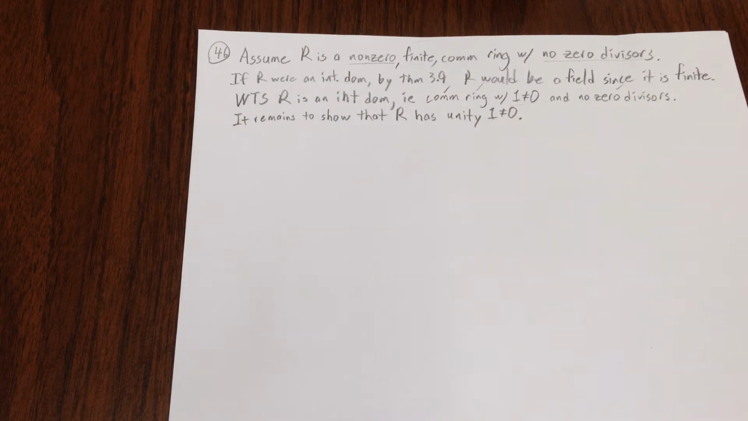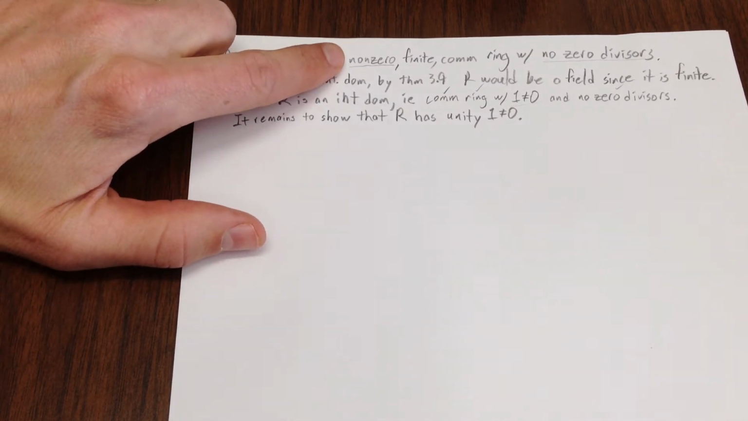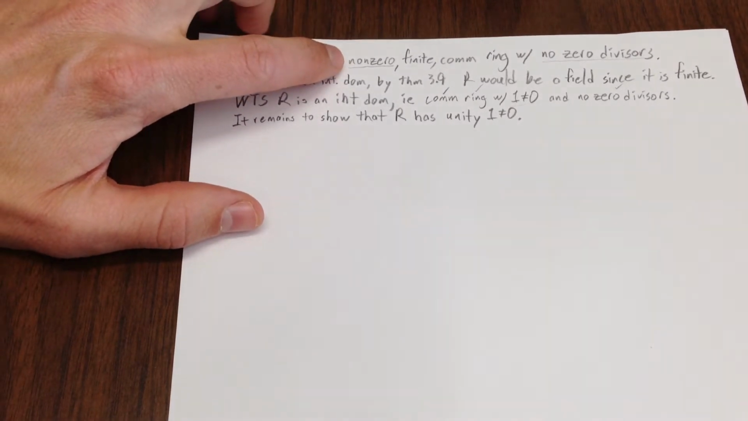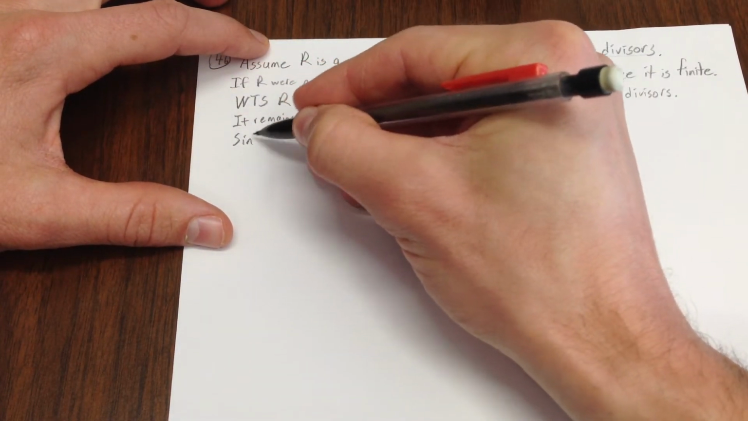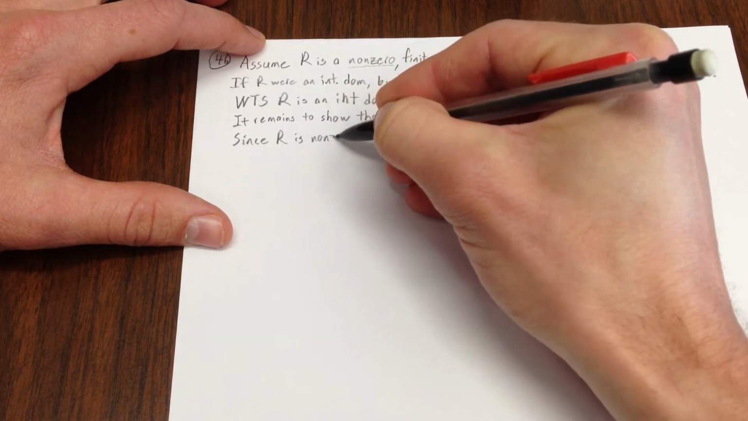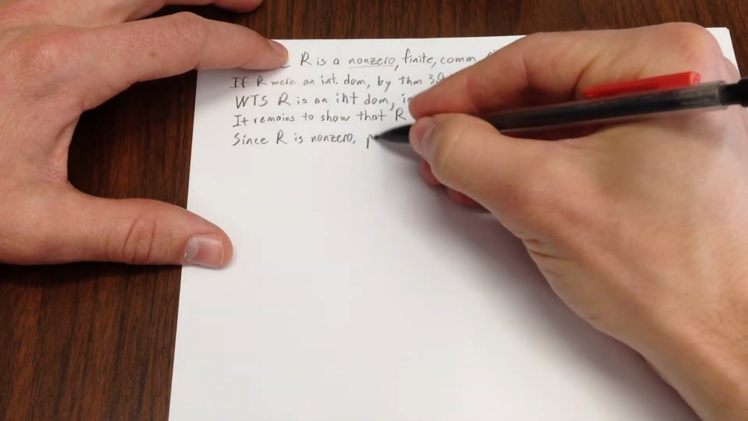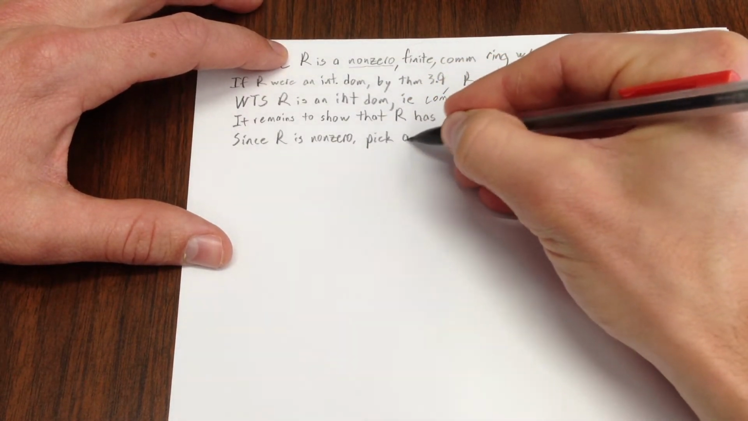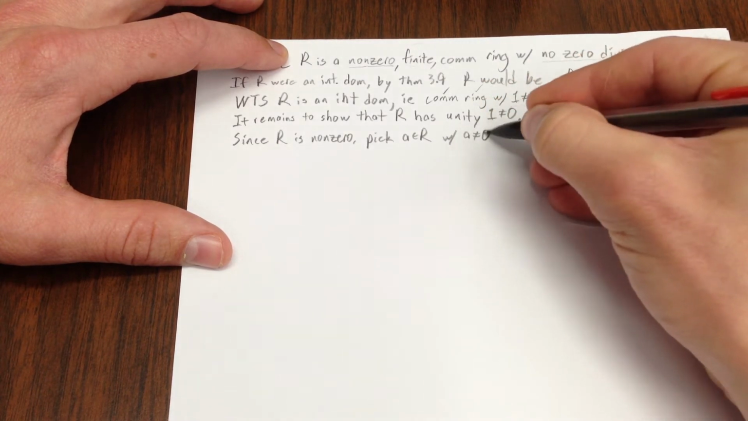Okay, that's what I have to show. Now you might say, Guy, I don't know exactly how to show that it has a 1 without coughing up a 1. Well, here's where we basically say, what do we have? What tools do we have? I have that it's non-zero. So what does that allow me to do? Since R is non-zero, basically that means it has one non-zero element at least. So pick A in R with A not equal to 0.